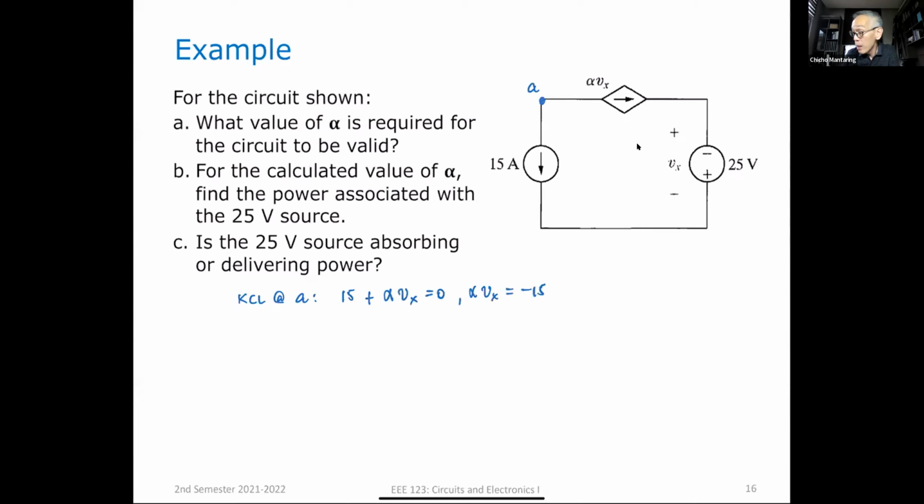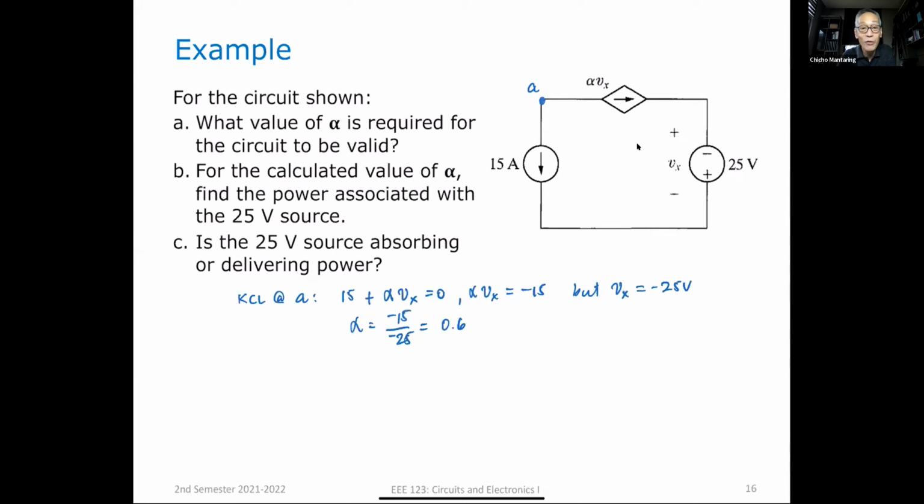Now, what is v of x? If you take a look here, what is the value of v of x? Anyone? Negative 25, that's right. This is minus 25 volts. So right away, I can compute for alpha. Alpha is equal to minus 15 over minus 25. So what is this? This is 0.6.